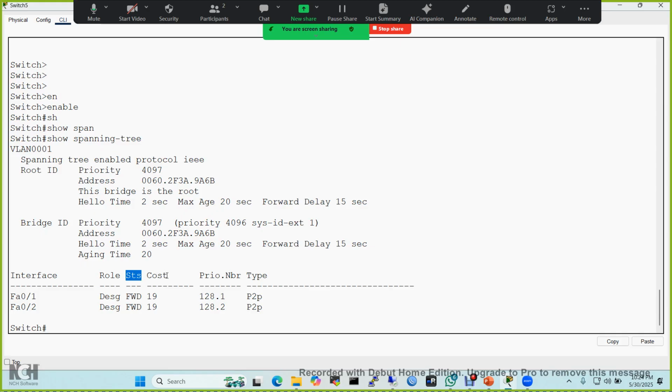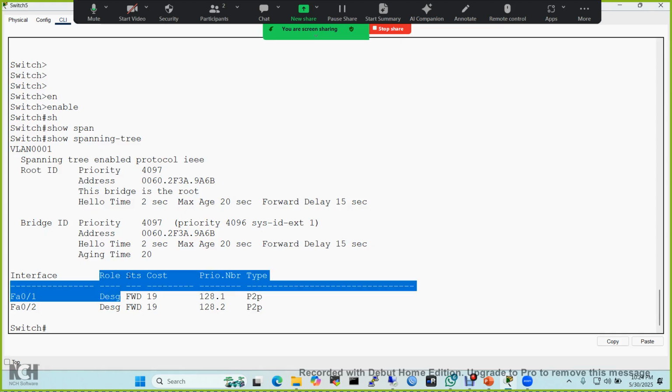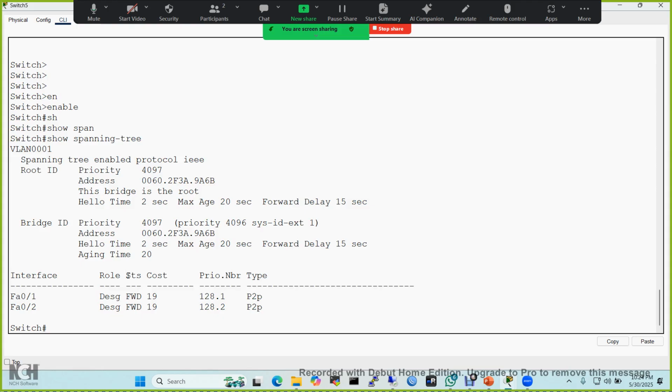And this one is the cost. I will make it later. Two things are very important: one is the role and another is the status. Switch ports have role, status, and cost. There are three roles for the switch port interfaces.